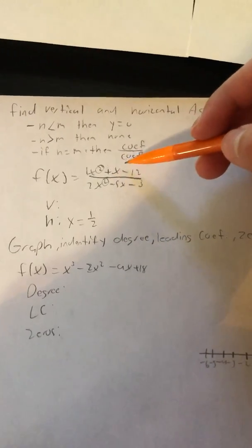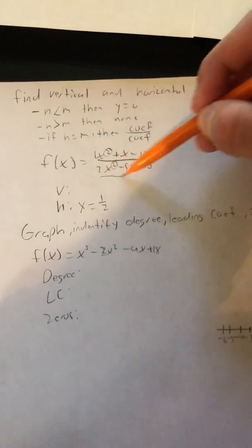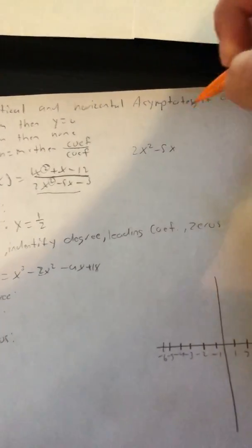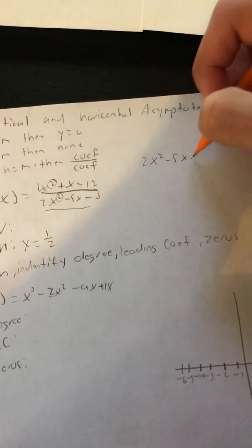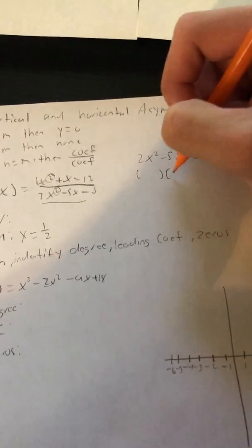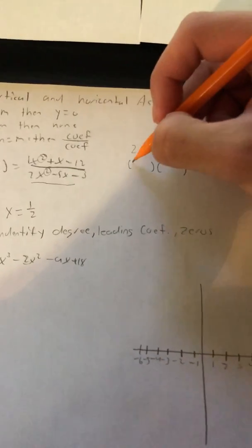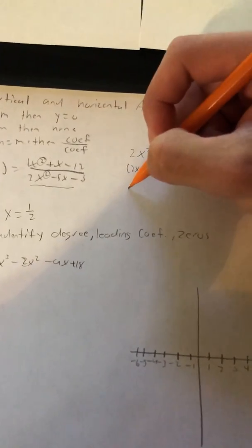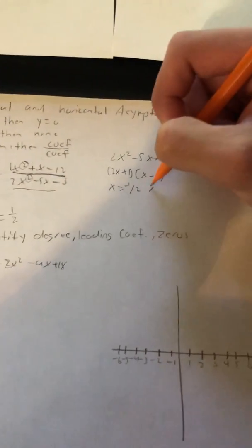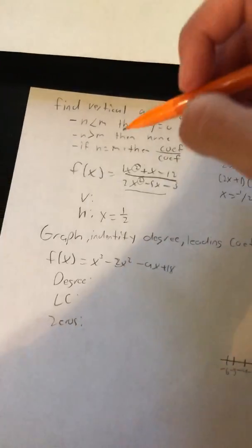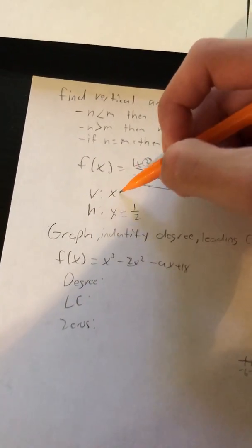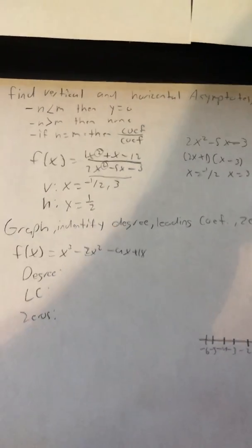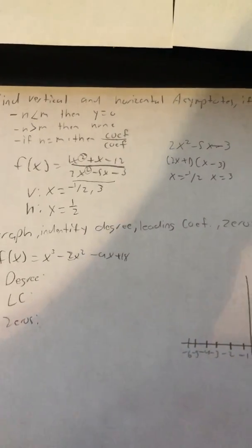Now to find the vertical asymptote, all you want to do is look at the bottom function and find the x values of that. So we have 2x squared minus 5x minus 3. We can factor this and we would get 2x plus 1 and x minus 3. This would be x equals negative 1/2, and this would be x equals 3. So our vertical asymptotes are going to be x equals negative 1/2 and positive 3. So that's how you find the vertical and horizontal asymptotes.